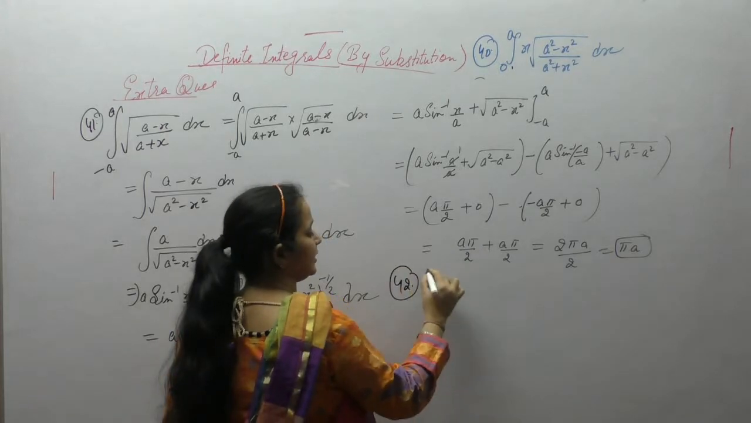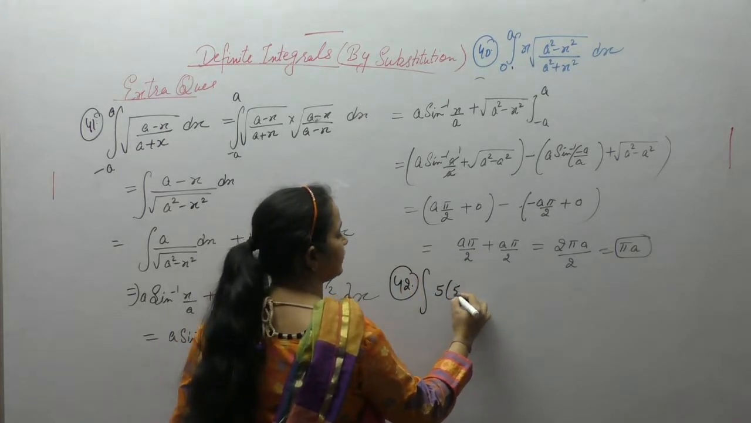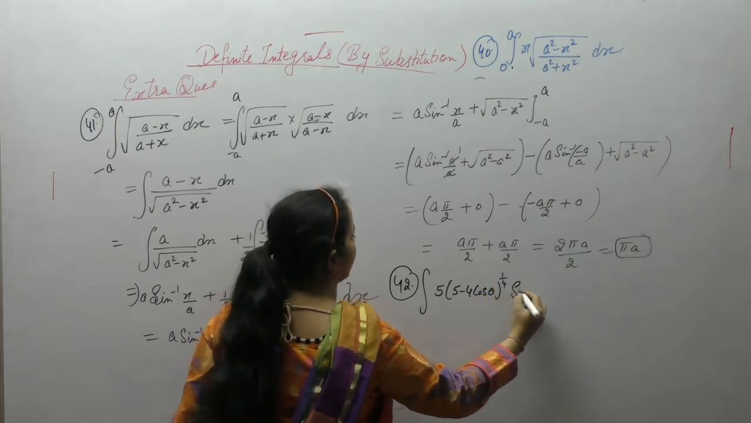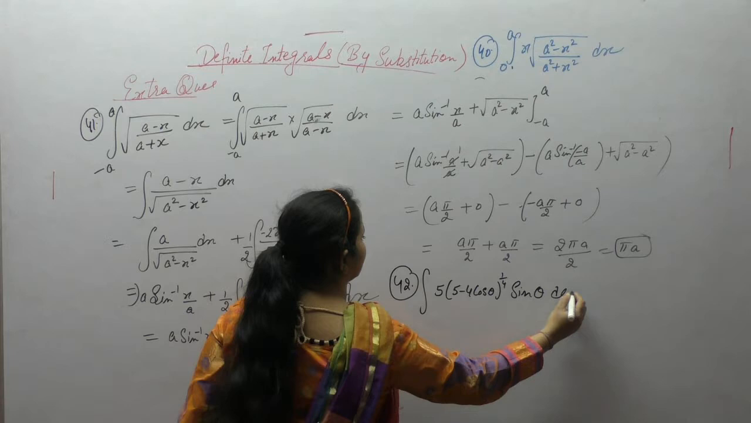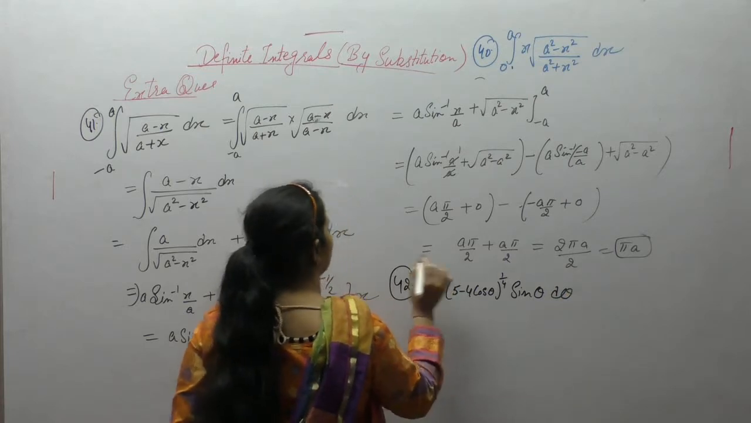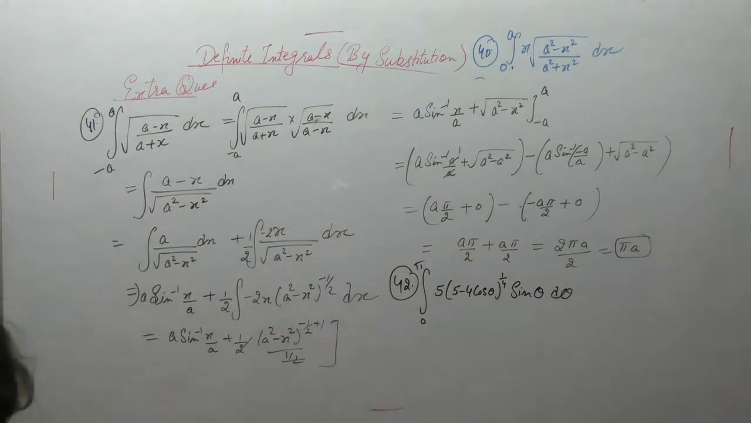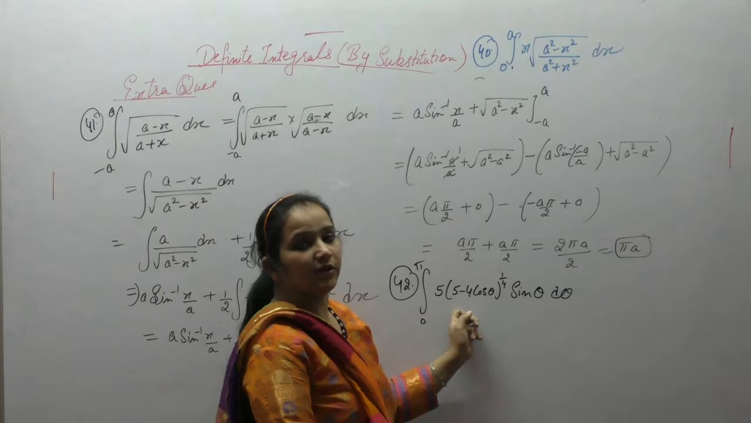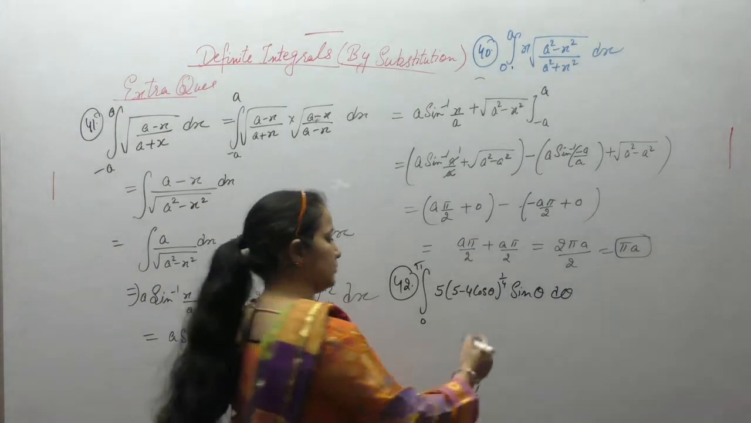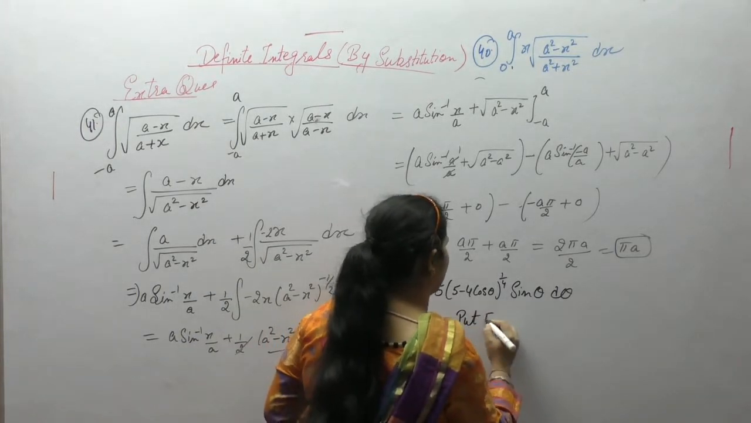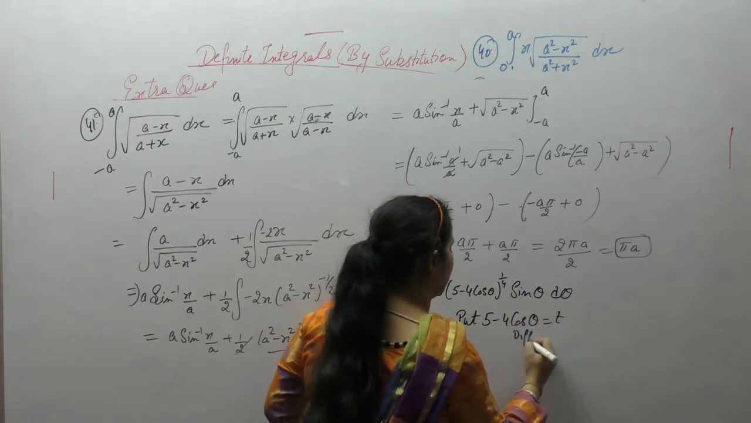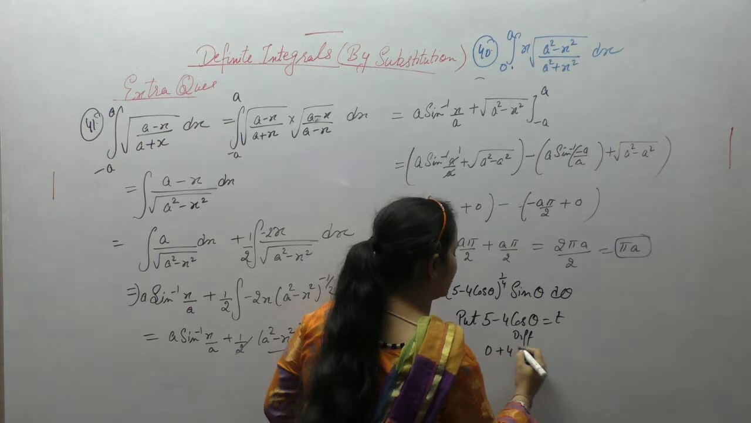Next is integral of 5 into (5 minus 4 cos theta) power 1 by 4 sin theta d theta, and the limit goes to 0 to pi. Now we have the derivative of cos theta here, and derivative of constant term is 0. So put 5 minus 4 cos theta as t. Derivative of cos is minus sin.